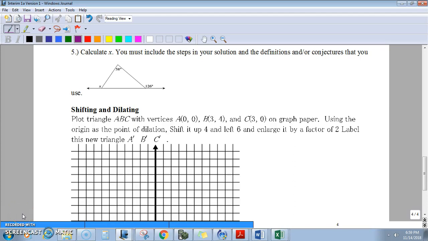All right, you guys, last page. You're almost there. This one says calculate the value of x right here. So first of all, this is just a couple of different things here.